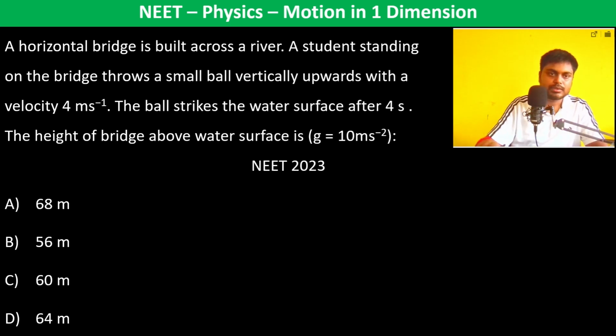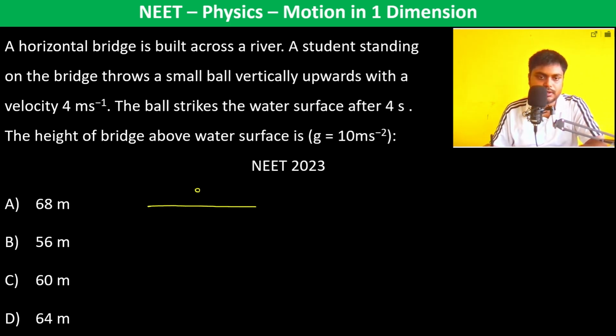The horizontal bridge is built across a river. So this is the bridge. Student standing on it throws a ball vertically up with a velocity of 4 meter per second. So this is u. The ball strikes the water surface after 4 seconds. So u is equal to 4 meter per second, time is equal to 4 seconds, and acceleration due to gravity g. So a is going to be minus 10 meter per second square.